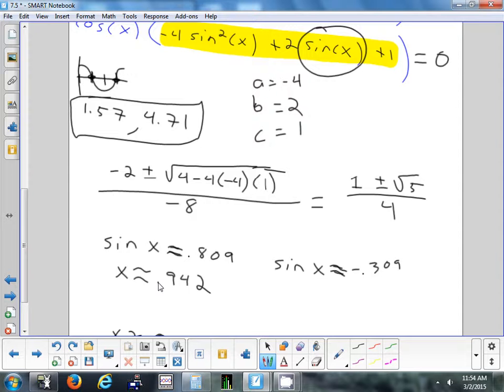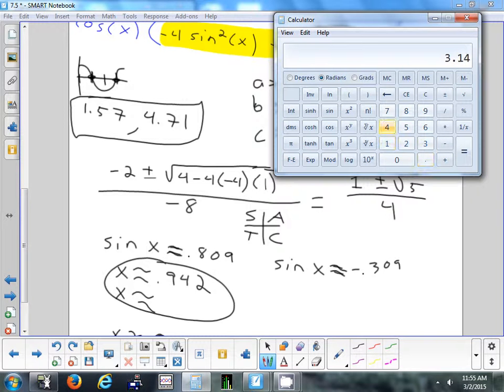Now, here's the part where I have to remember there's 2 quadrants where sine is positive. Quadrant 1, which I just got an answer in, 0.942, and quadrant 2. Does anybody remember, what do you do with your reference angle to get an answer in quadrant 2? We subtract it from something. Subtract it from 180, or if we're doing radians, subtract it from, what's the same as 180? Yeah, pi.